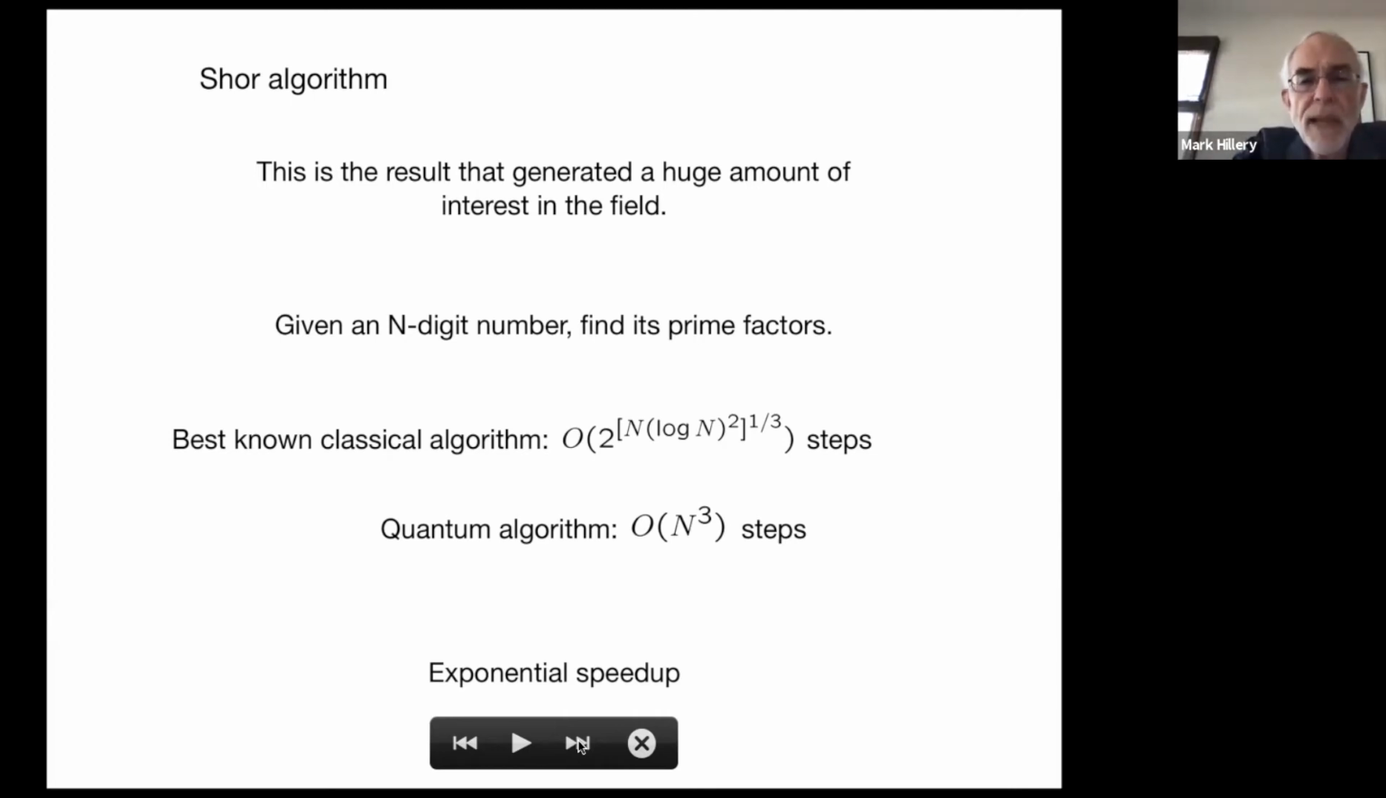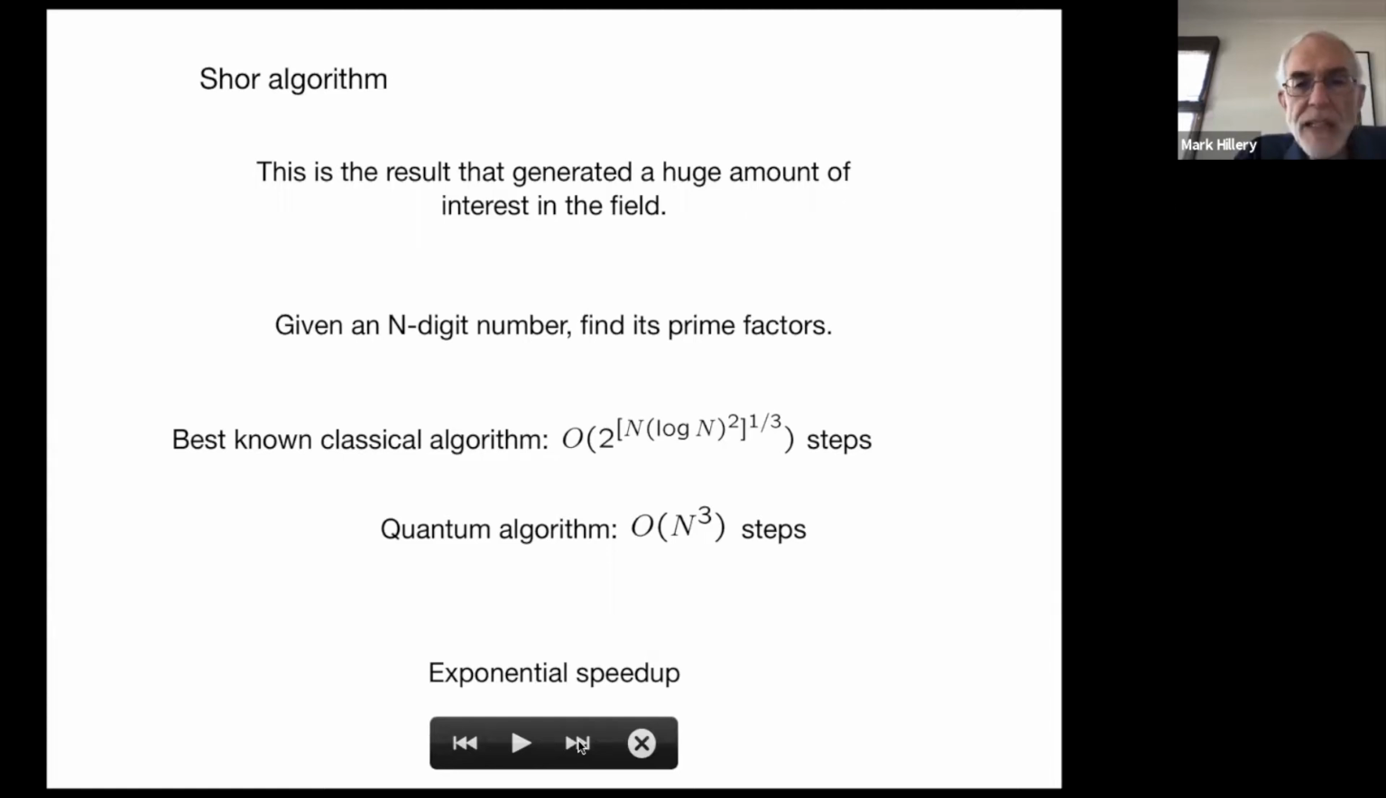Okay, and then it was kind of a curiosity. And then when Shor came out with his algorithm, all of a sudden people got really interested because it has to do with code breaking and things like that. And government agencies like the US National Security Agency got very, very interested. Okay, so what is it?